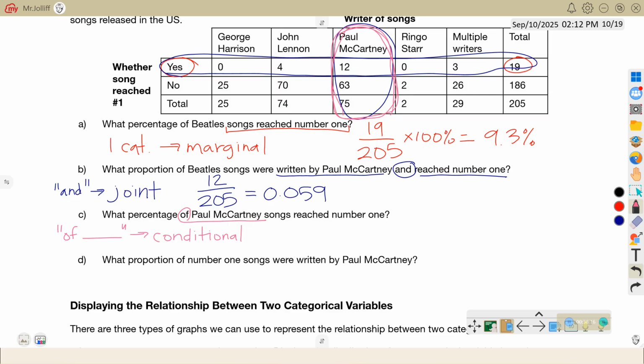In that column, how many reached number one? 12. We already saw that. Out of how many total Paul McCartney songs? 75. Good. And this one asks for a percentage, so I'm going to take that and multiply it by 100. And I'm pretty sure you get a nice, pretty whole number.